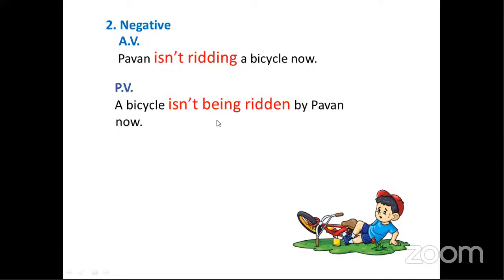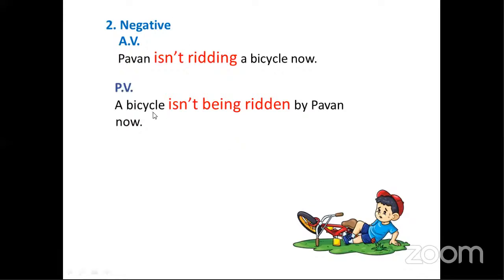Now you can't forget this being. I have experienced some of the students, when they are converting the active voice sentence into the passive voice, they are forgetting this being part. But you can't forget this being part, right? You have to add this. Then only it becomes a passive voice sentence.